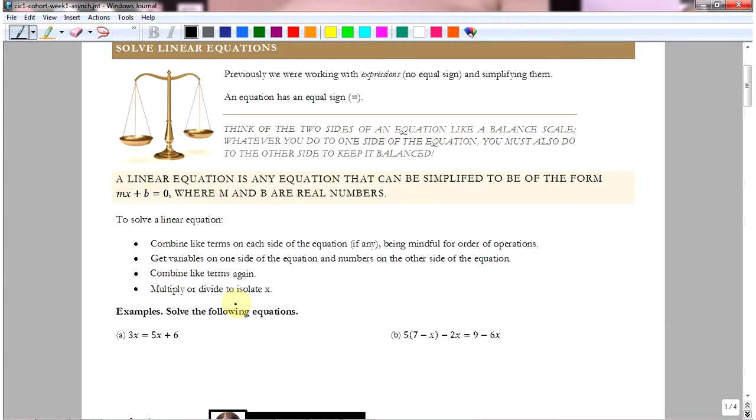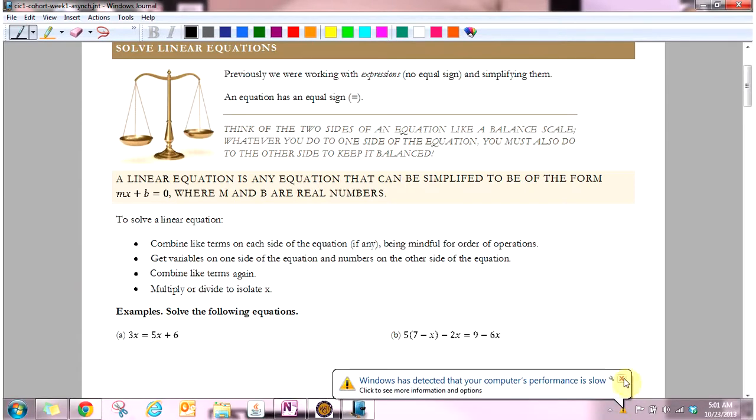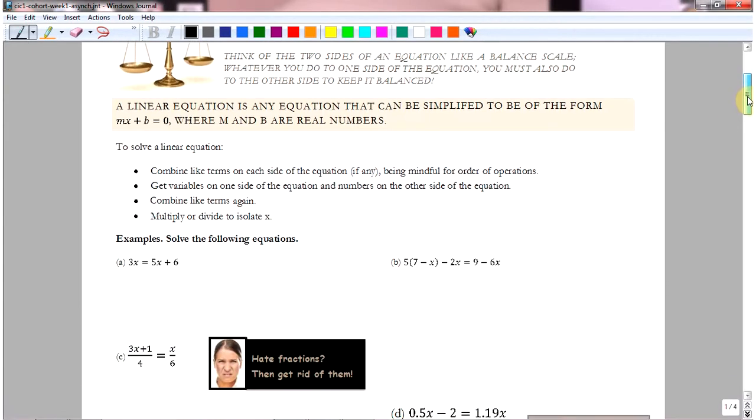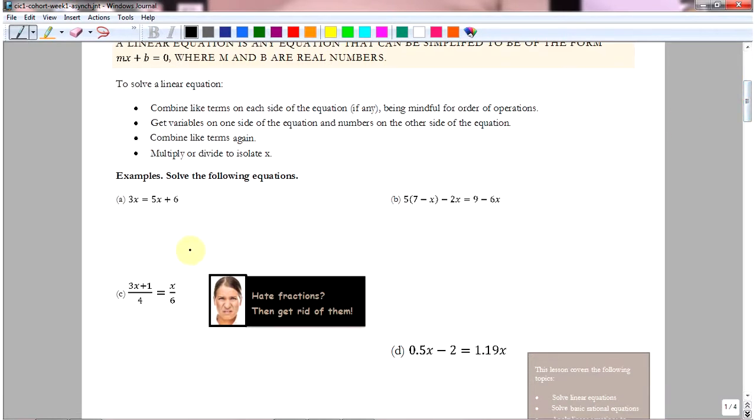the linear equation. First, we want to combine like terms on each side of the equation, if there are any. Make sure you keep order of operations in mind. Secondly, get the variables on one side of the equation and numbers on the other side of the equation. Lastly, combine like terms again, and then you want to multiply or divide to isolate your variable. Typically it's x, but you may be dealing with other variables as well. Okay, so let's go through several examples to illustrate solving linear equations.